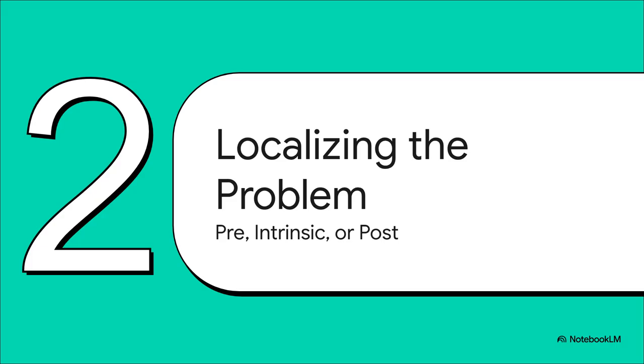Is it pre-renal, a low flow issue before the blood even gets to the kidneys? Is it intrinsic, a broken filter problem within the kidney tissue itself? Or is it post-renal, a blocked pipe obstruction somewhere after the kidneys?